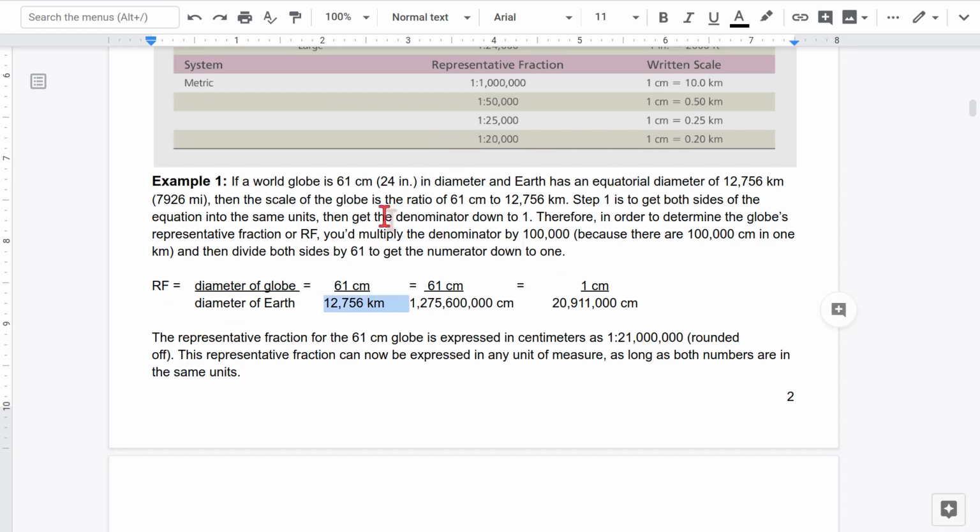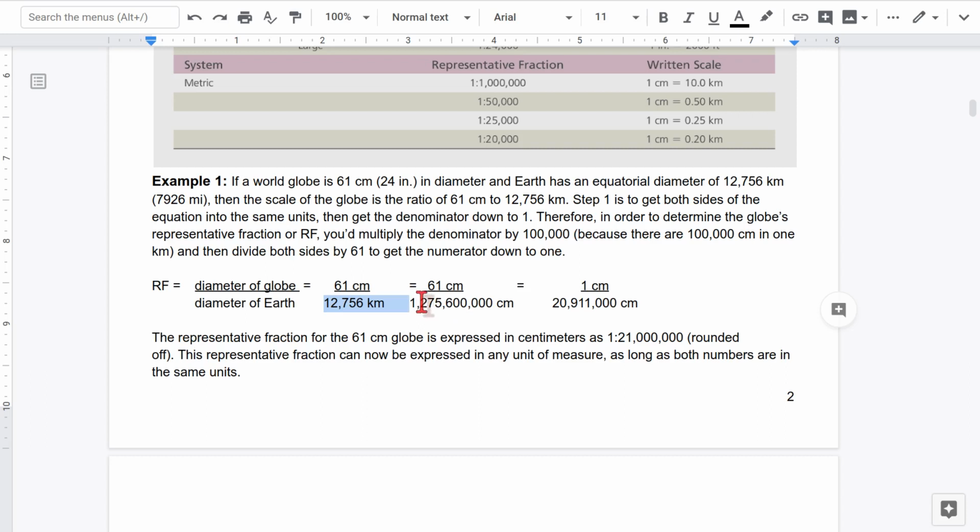So we want to find the representative fraction for a world globe. The world globe is 61 centimeters. Earth's diameter is 12,756 kilometers. We want to get this into a representative fraction in which the units are the same on both sides. So we've got 61 centimeters, and the ratio is 61 centimeters to 12,000 kilometers. The first thing we're going to do is multiply the denominator by 100,000 because there are 100,000 centimeters in 1 kilometer.